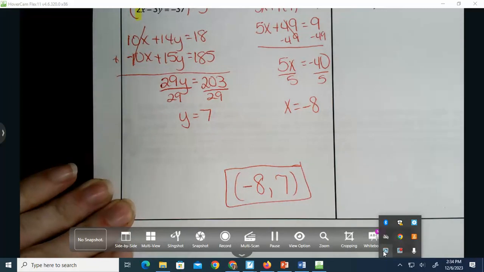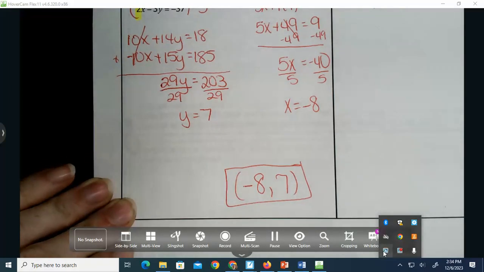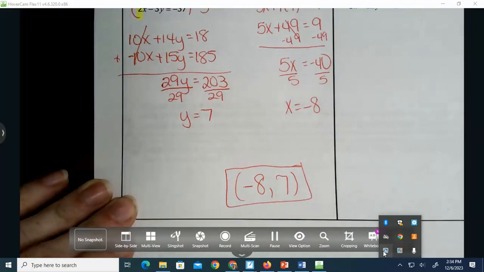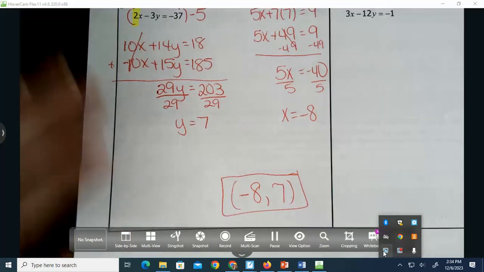All right. So the next 2 questions on your quiz are 2 word problems. So we know the first 6 questions, 2 graphing, 2 substitution, 2 elimination, and then the last 2 are word problems. That's your quiz, 8 total questions. So let's practice some word problems.